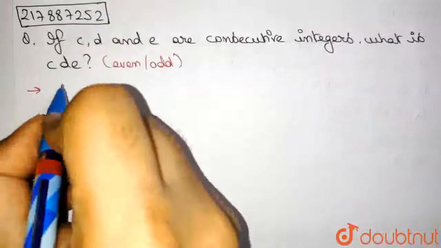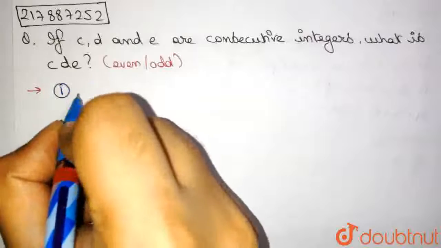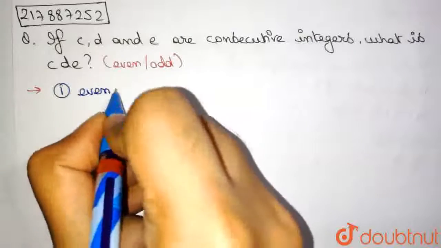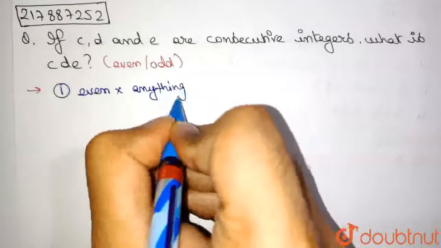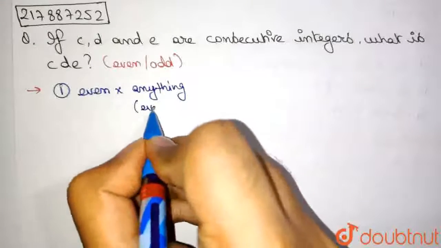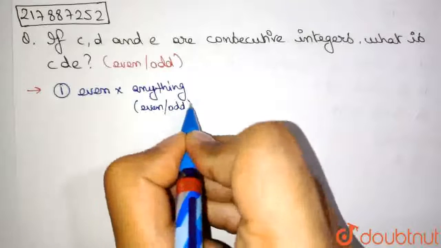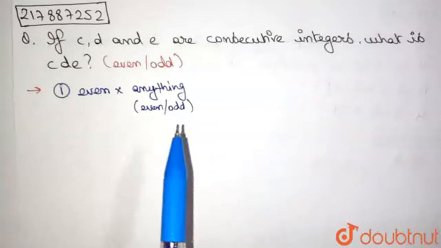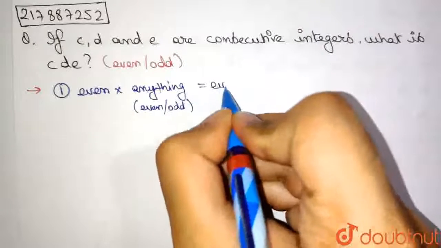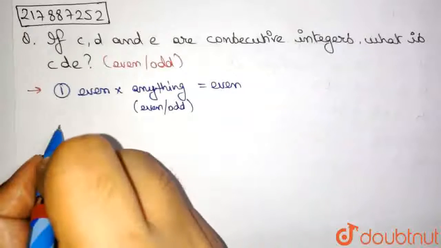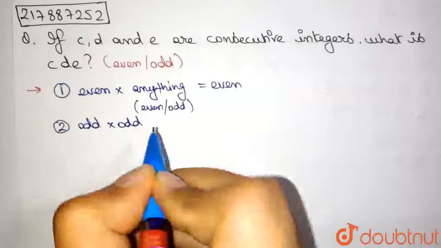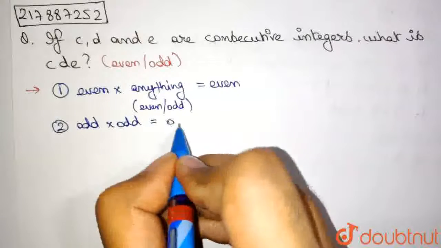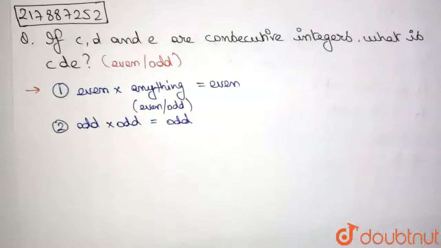Now, the first concept is whenever we have even into anything, right? So what is anything? It is even or it is odd. So whenever we multiply something by an even number, the answer is always even. And the second concept is if we multiply two odd numbers, right, the answer is always odd. Now this covers all the cases.